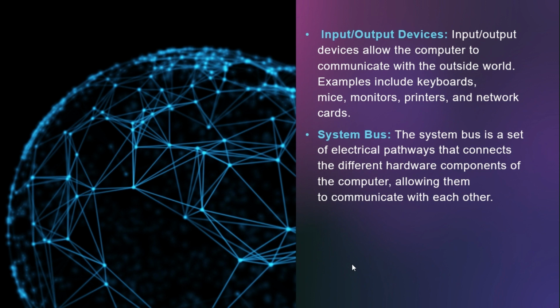Input output devices. Input output devices allow the computer to communicate with the outside world. Some examples are keyboard, mouse, monitor, printer, and network cards.